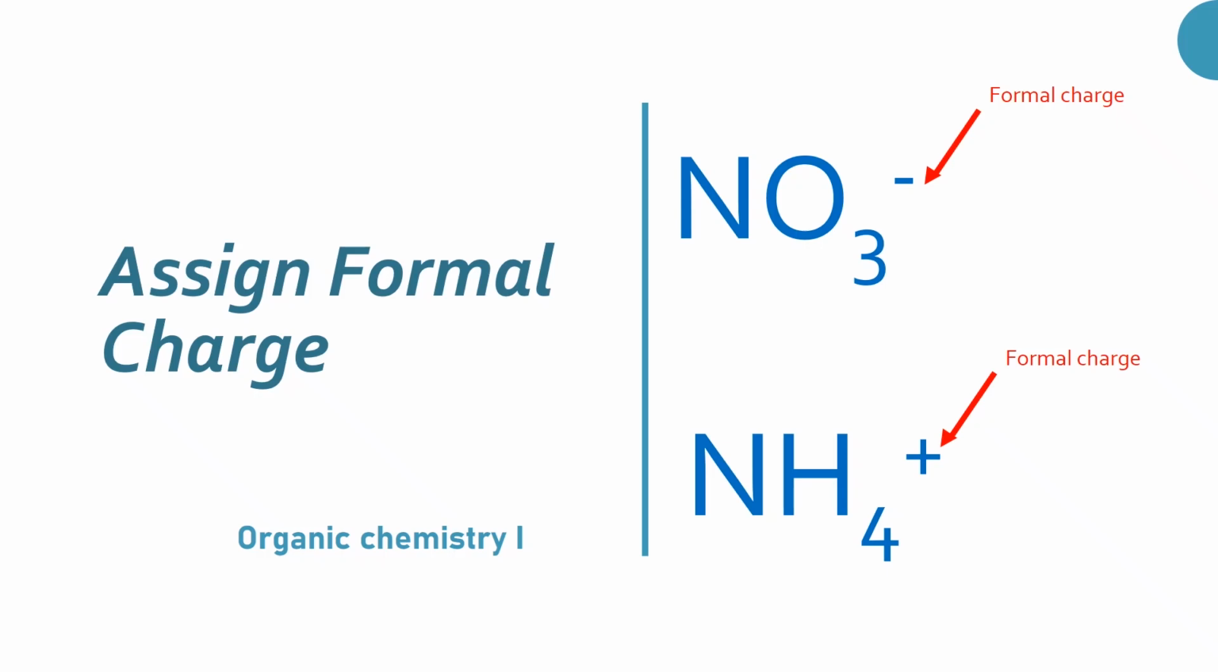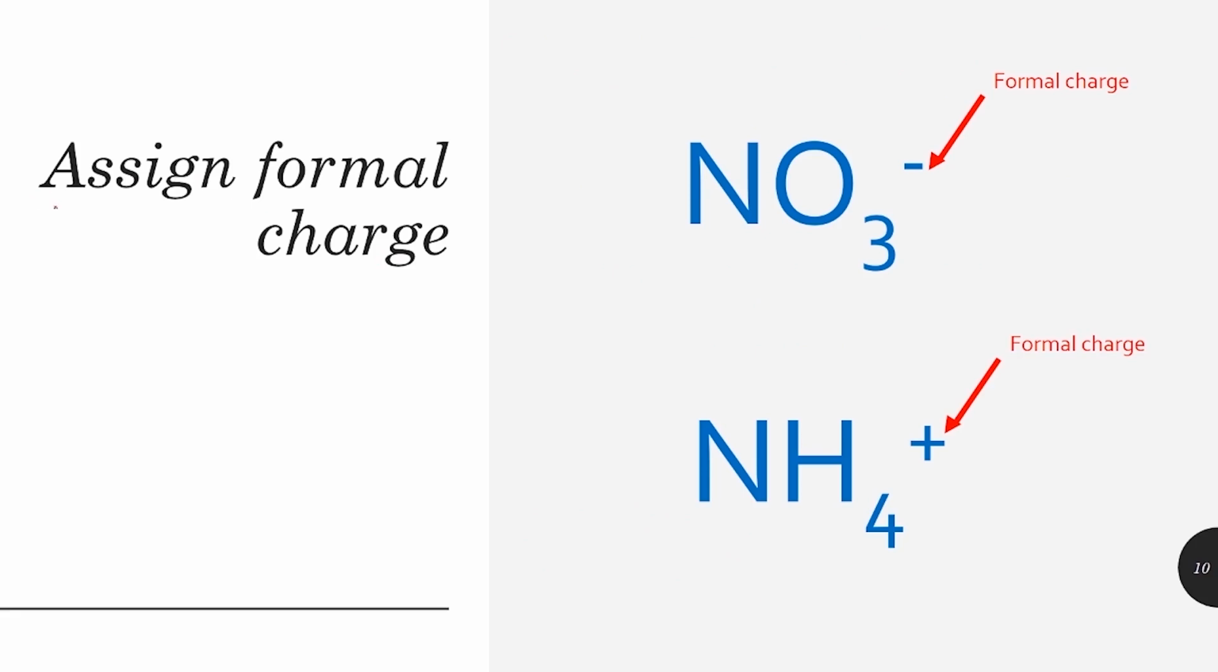How to assign the formal charge. We mean by the formal charge the charge on the ions, similar to when we write the nitrate ion, we write minus on the top of the nitrate ion, or like we write the plus on the top of the ammonium ion. So how did we know? We need to write minus on the top of nitrate ion and plus on the top of the ammonium ion.